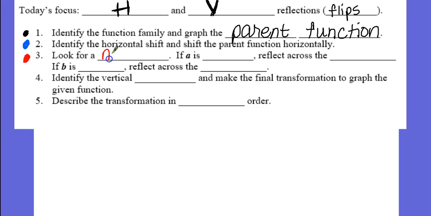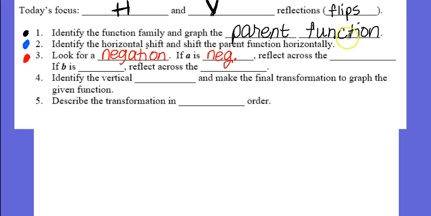Look for a negation. What am I looking for? I'm looking for negatives. If A is negative, I'm going to reflect my graph. Okay, so remember the A is in the parentheses or outside the parentheses? Outside. So what affects the graph?